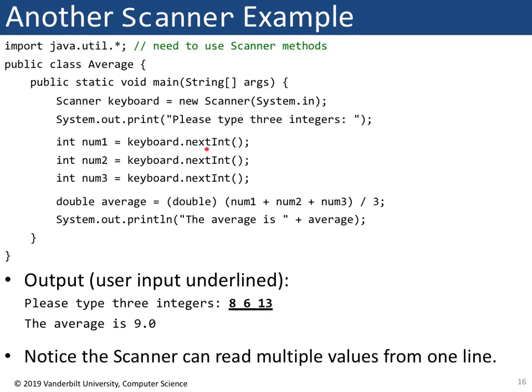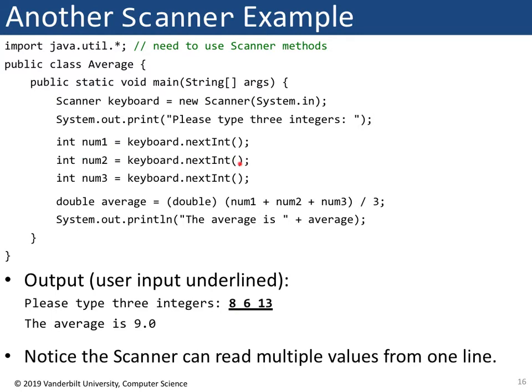So the first integer is going to be grabbed by num1 following the user pressing the enter key, because there's no available input on the input stream until the user presses the enter key. So the user types 8, 6, and 13, presses enter. So 8 space 6 space 13 is now on the input stream. This method looks at the input stream and is going to get the next thing on the input stream which can be evaluated as an integer. It's going to package this 8. It's not going to touch the white space, and it's going to store that into num1.